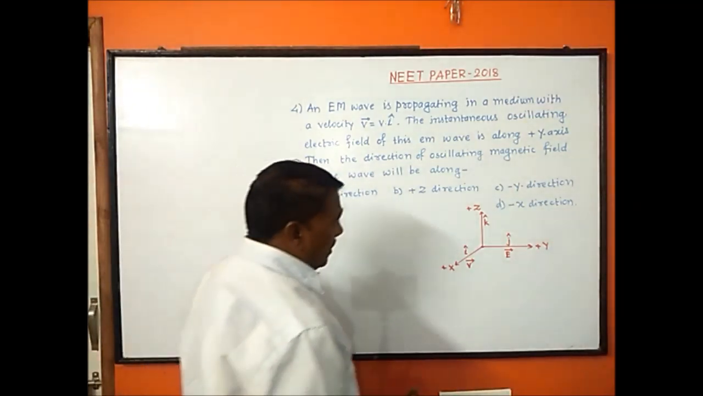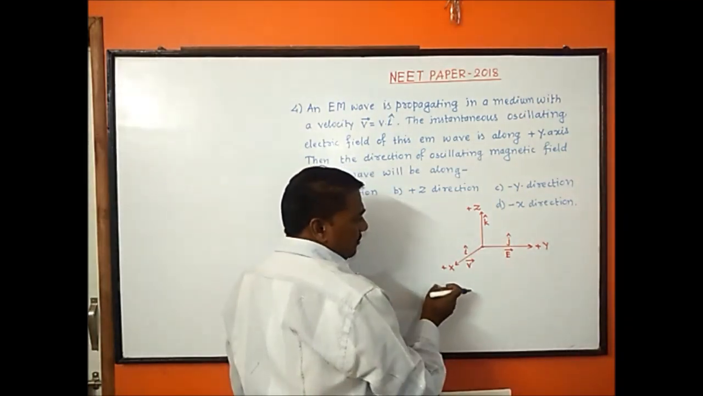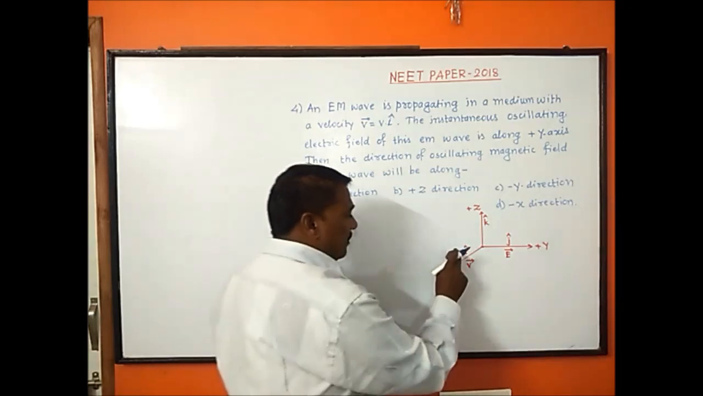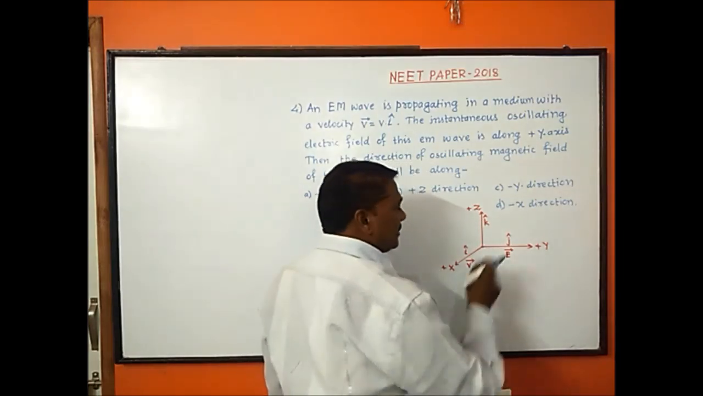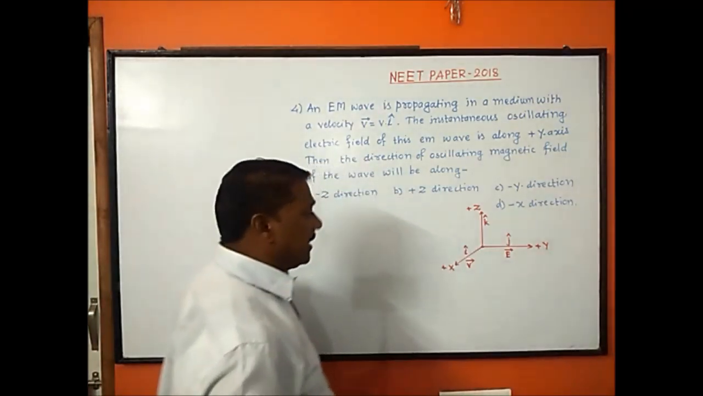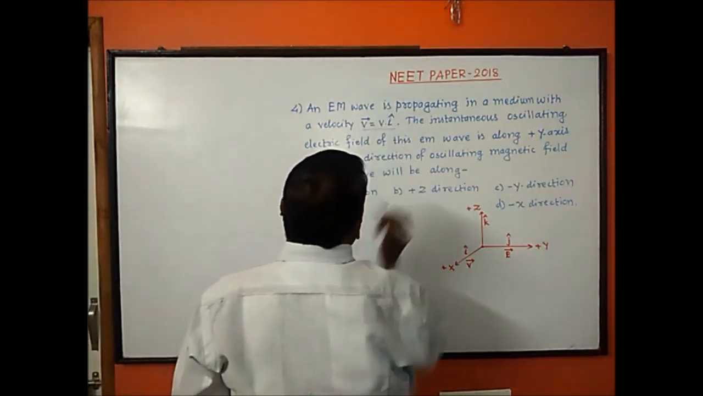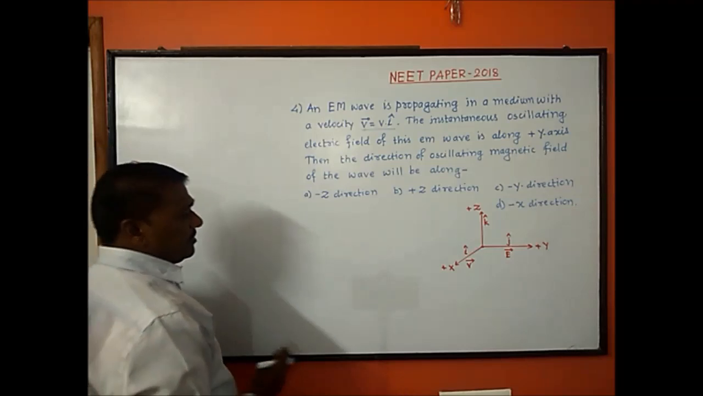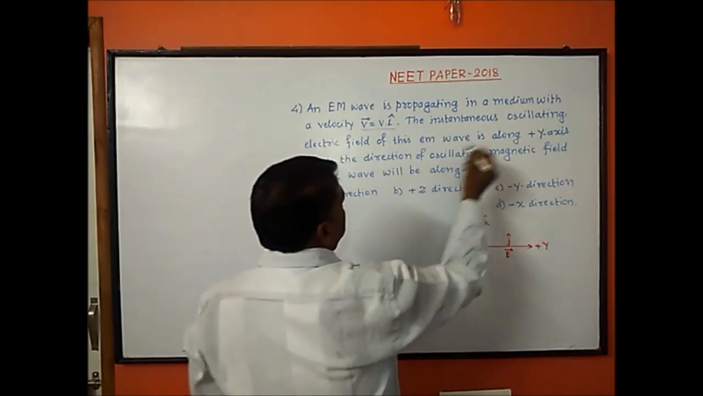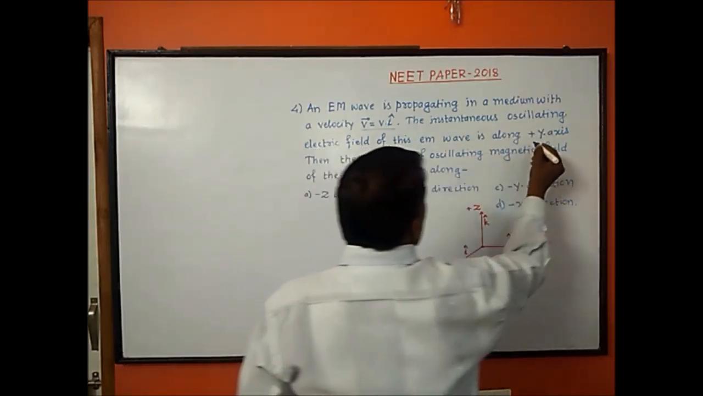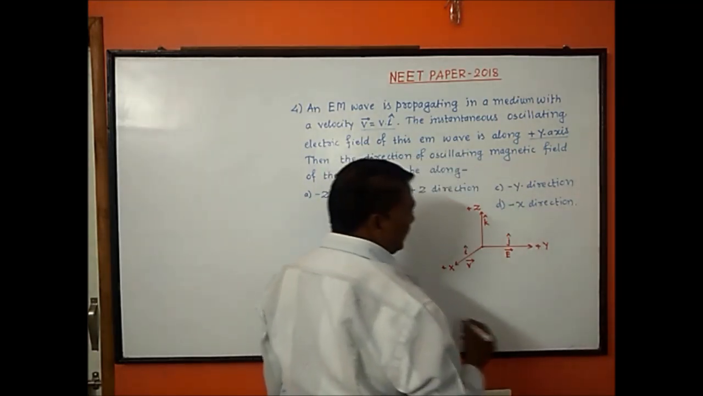Now consider the rectangular unit system of vectors. Along the x-axis, i cap is denoted, that is, i cap is the unit vector along the x-axis, j cap is the unit vector along the y-axis, and k cap is the unit vector along the z-axis. Now given in the example, velocity vector v is equal to v i cap, that is nothing but the velocity of the wave is along the x-axis. Also given is the instantaneous oscillating electric field along positive y-axis. So that is, vector E is along positive y-axis.